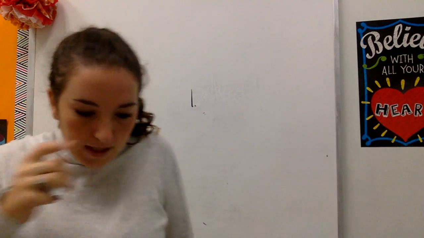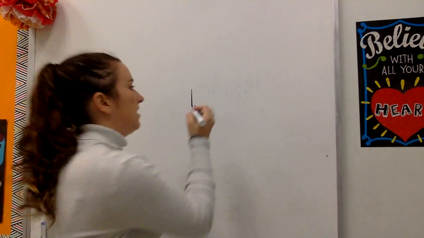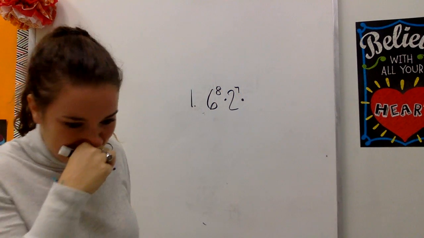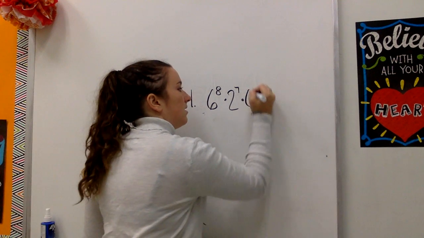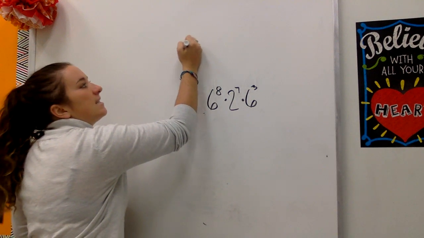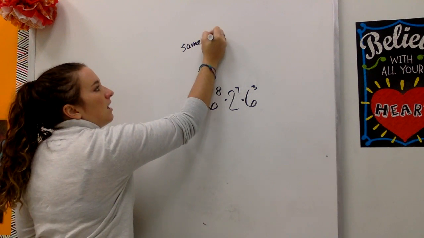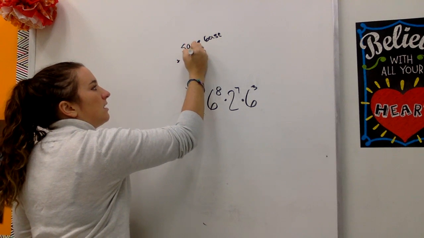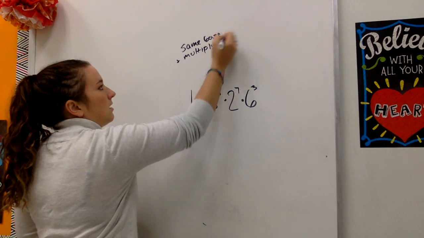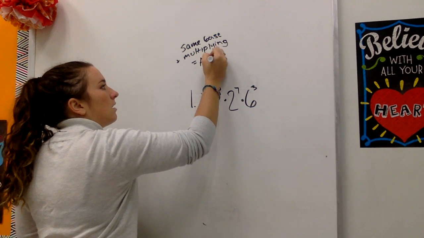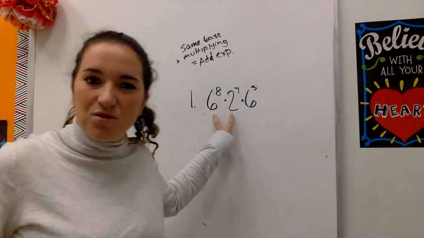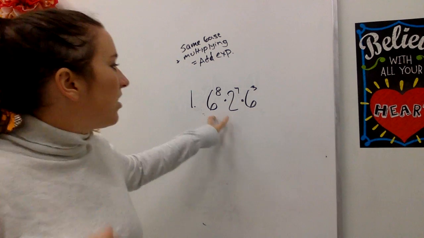All right, in the second problem, I have 6 to the 8th times 2 to the 7th times 6 cubed. I just made up a rule for multiplying exponents where it's same base and multiplying equals adding exponents. All right, but in this one, these two numbers don't have the same base. So I need to figure out what I can do.